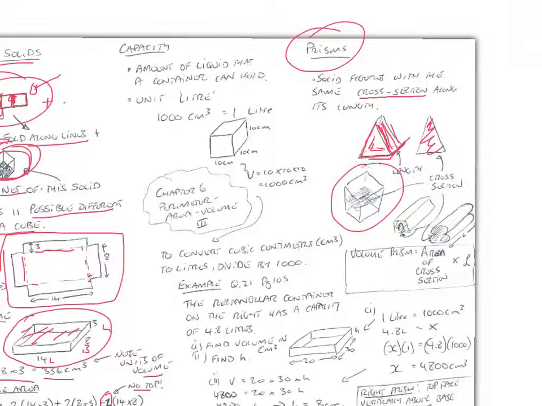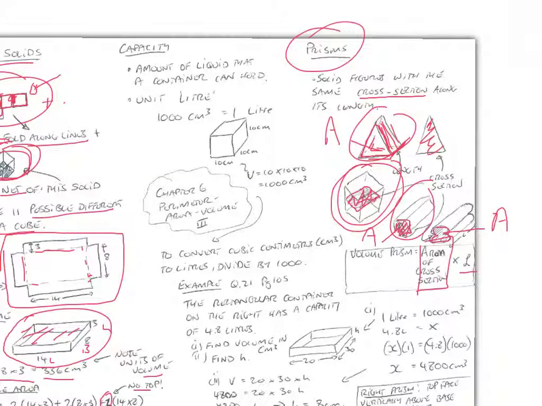Here's another prism. There's the cross-section shaded there. Here's another one, with its cross-section, and another one with cross-section as well. We can find the area of that cross-section, or that, or that. And the volume of these prisms is equal to the area of the cross-section multiplied by the length.